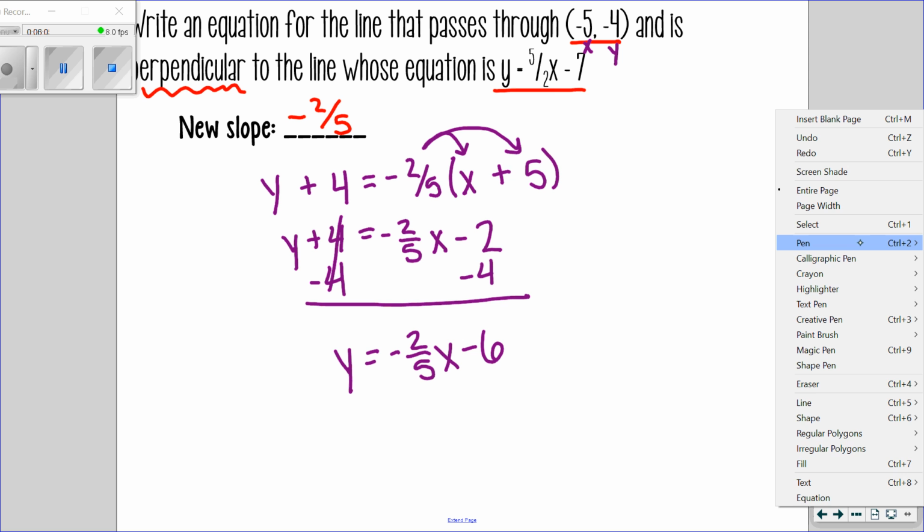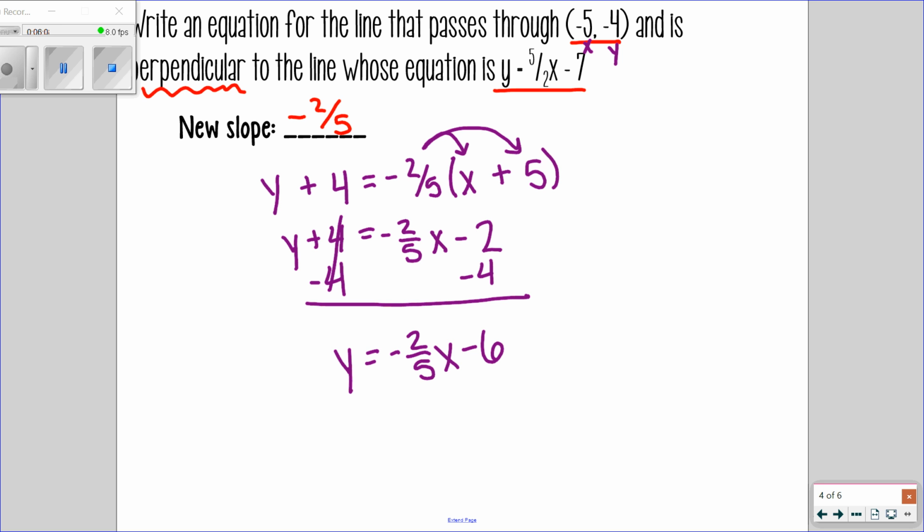One thing to check in your answers every time, just to make sure you have done this right, double check your slope. It says perpendicular, so my slope that I wrote in my equation better be perpendicular to the slope that they gave us. And looks like that works out. They are perpendicular slopes. Just always double check that.